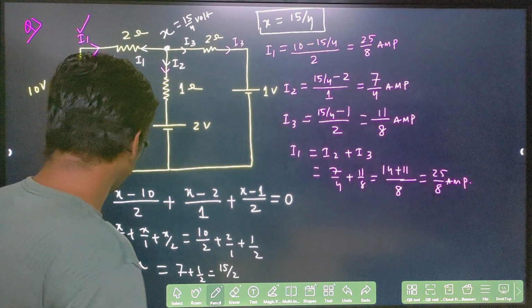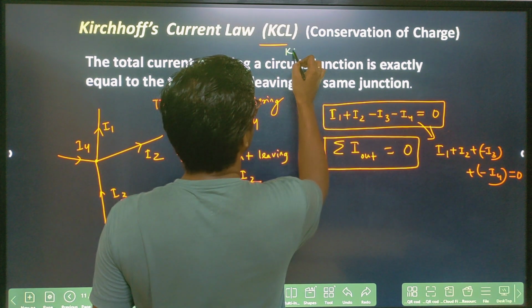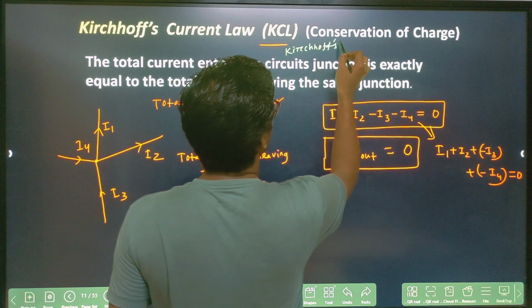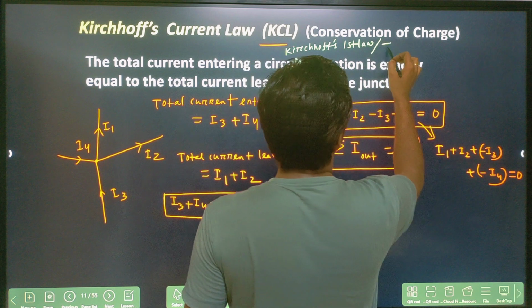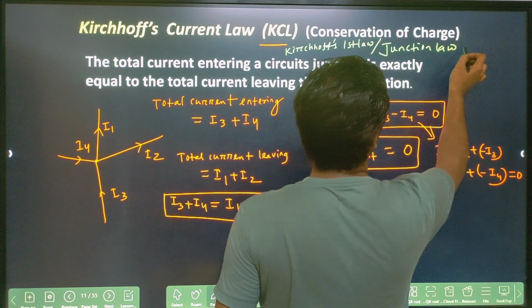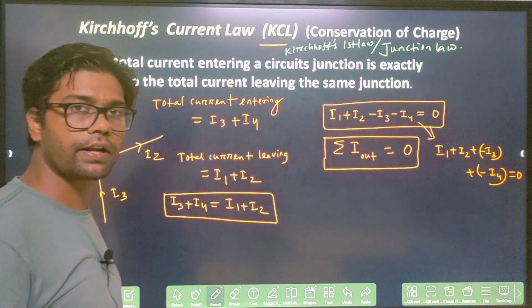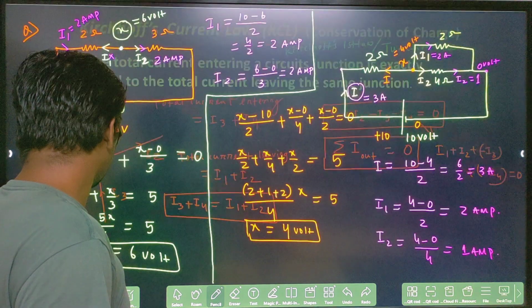Clear? Okay. This Kirchhoff's current law has another name, that is called Kirchhoff's first law, or this is called junction law. Why it is called junction law, you got to know now, right? Because we are using the junction and we are finding out, right? This is called Kirchhoff's first law or junction law. Clear?